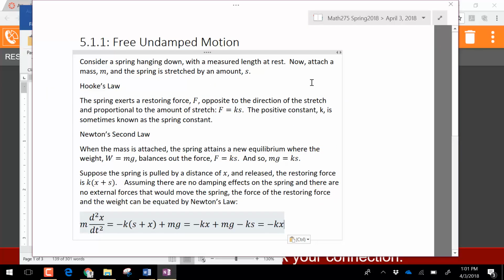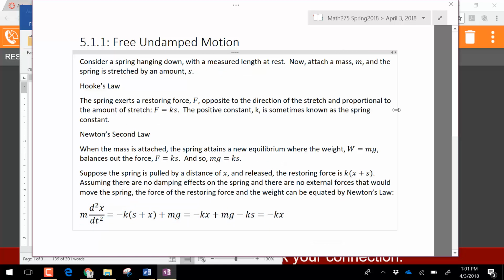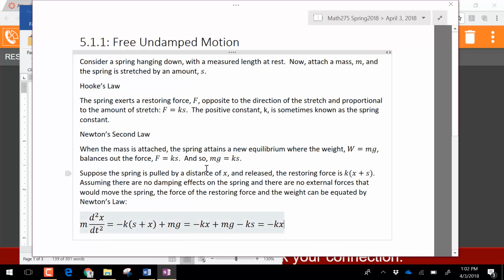It says spring at rest, attach a mass. The spring is stretched by some amount s, and so according to Hooke's law, the force is proportional to the stretch of the spring. k is sometimes called the spring constant. So you combine that with Newton's law, and the force is equal to the mass times acceleration.